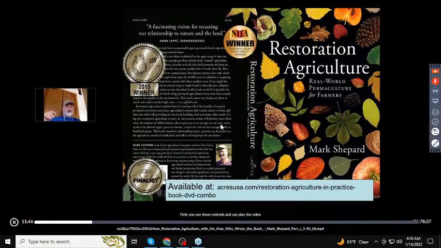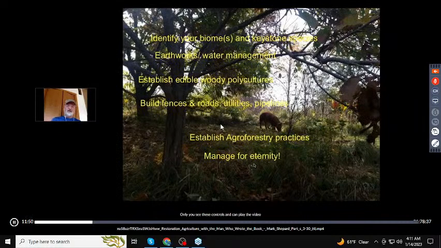And this is the basic protocol that all of us are going to come up with and follow on our properties. We're going to identify our biome, which is the process that we're in right now. Then later on, we'll manage our water, establish woody perennial polycultures, build fences, roads, utilities, agroforestry, manage fraternity. And then we started with what's fascinating. I was thinking about this quite a bit today.